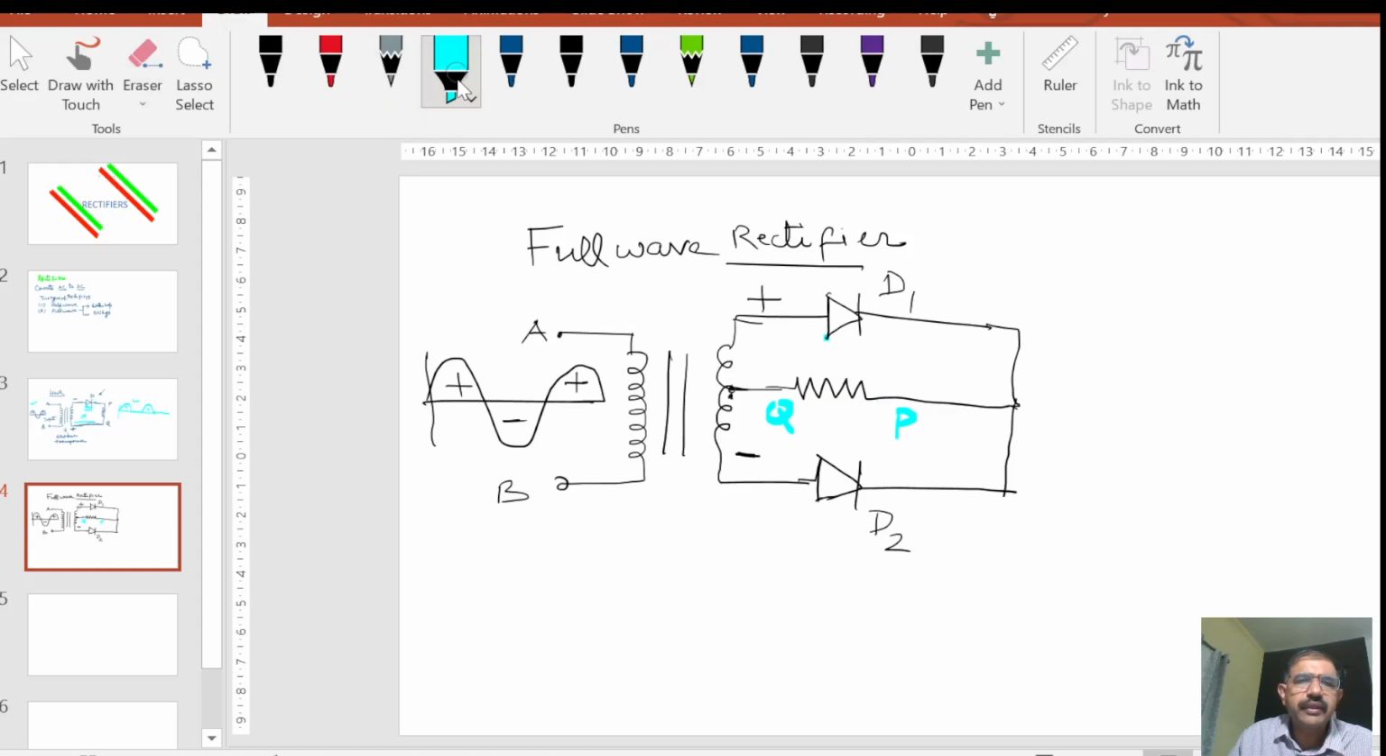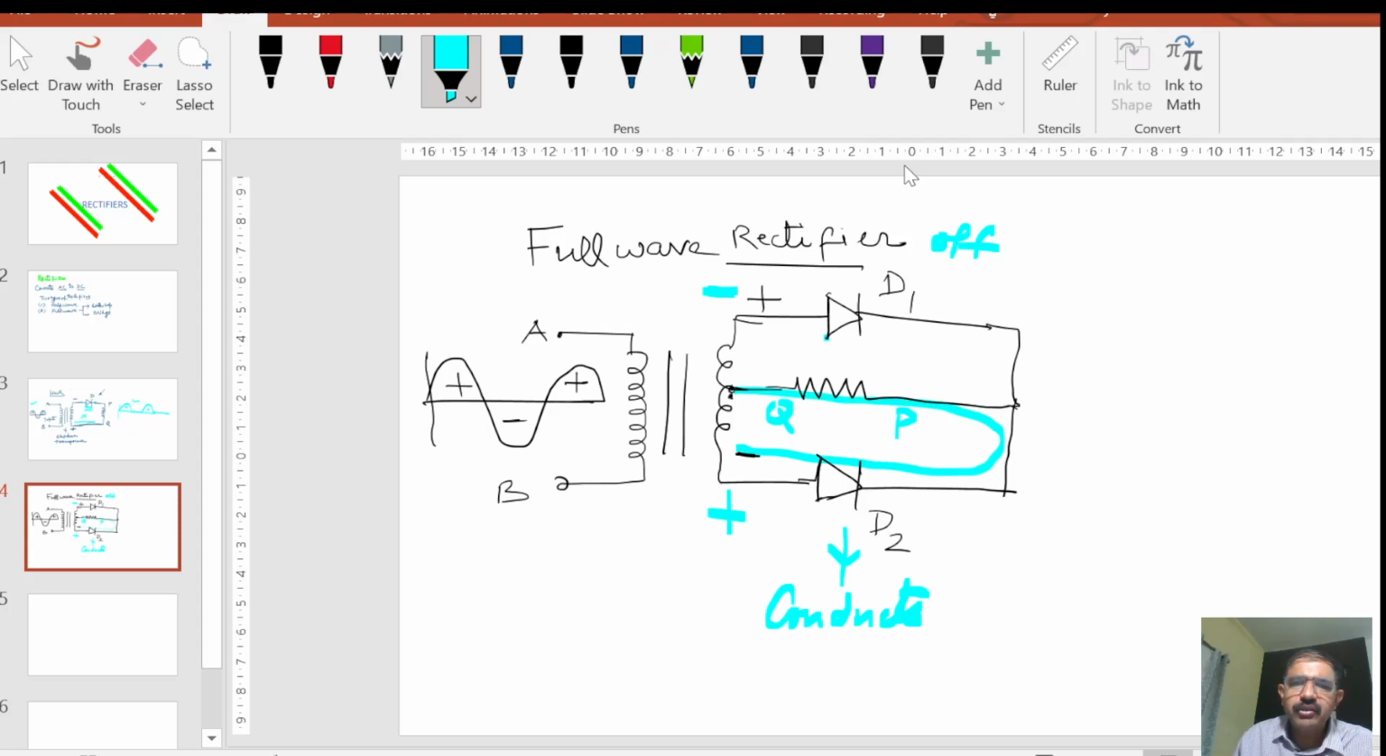Okay, so during the negative cycle, what happens? Now this end becomes positive and this end becomes negative. As you are familiar, if this end is positive, it means this D2 diode conducts and D1 remains off. So now the current will start to flow from this end. The current will flow like this, and you will see here that current will flow from P to Q.